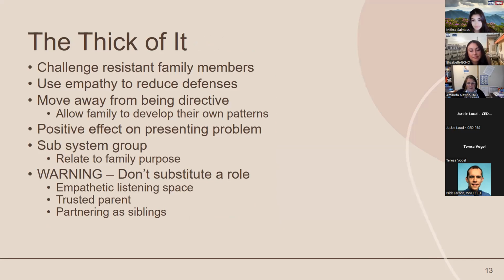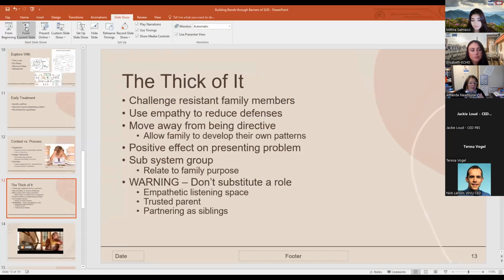I think I might not have saved the one with the video. So when you get into the thick of it, families, you want to start challenging some resistance. This is where you can, I'm just going to exit out for a minute because I don't think I saved. Oh yeah, it's in the next one.